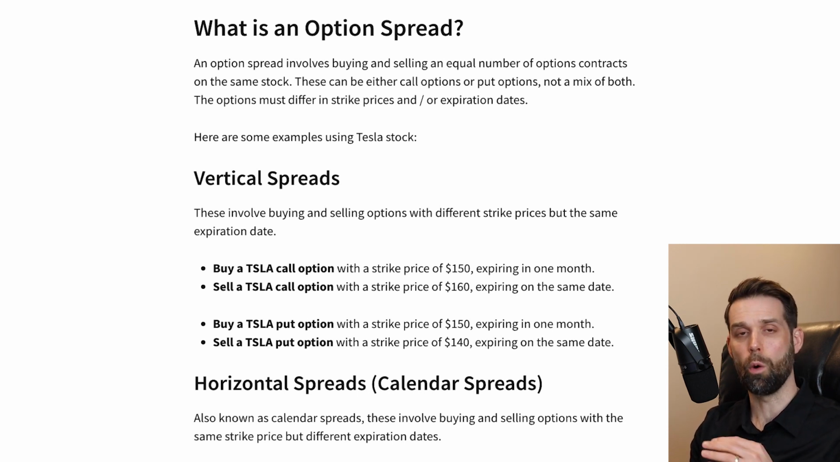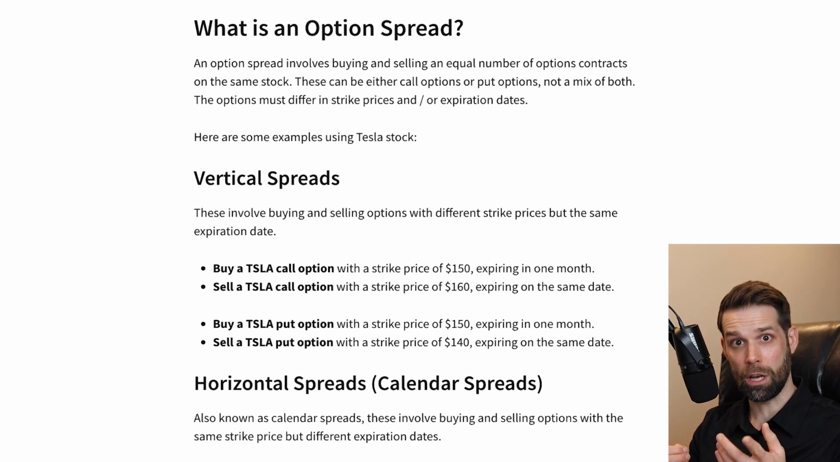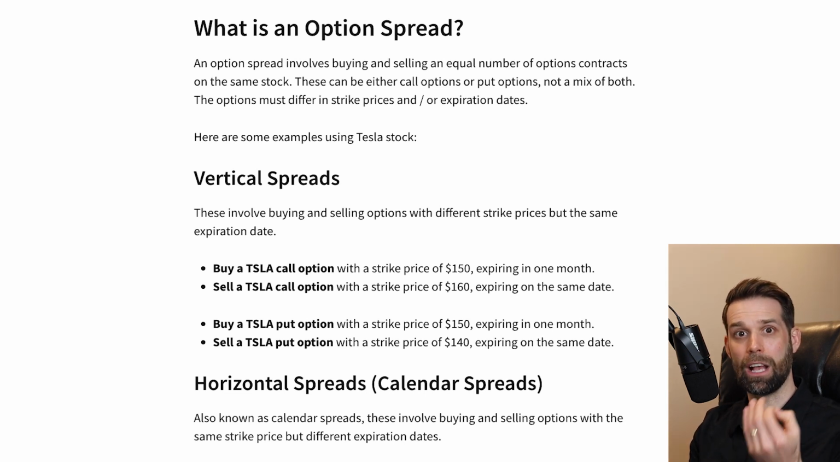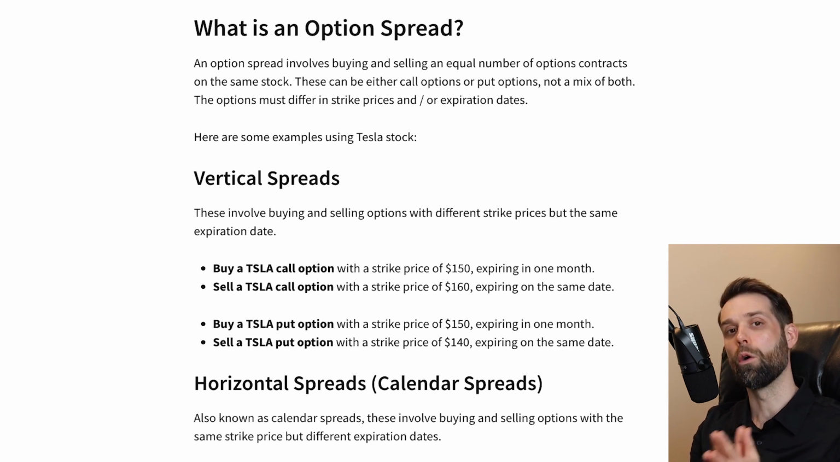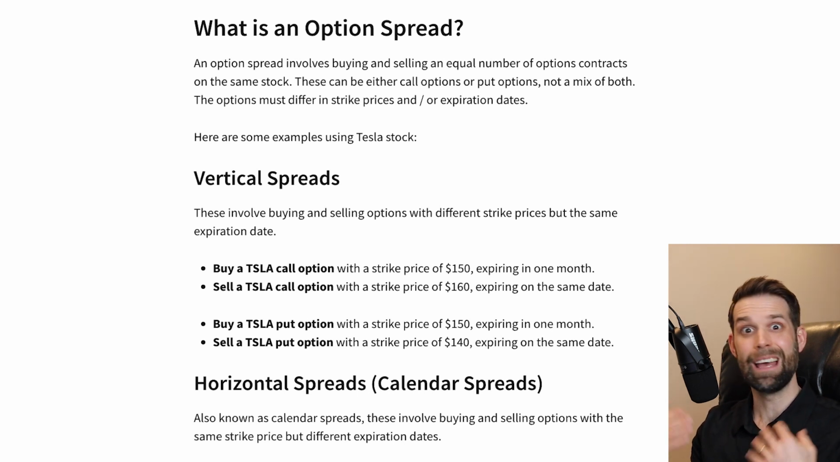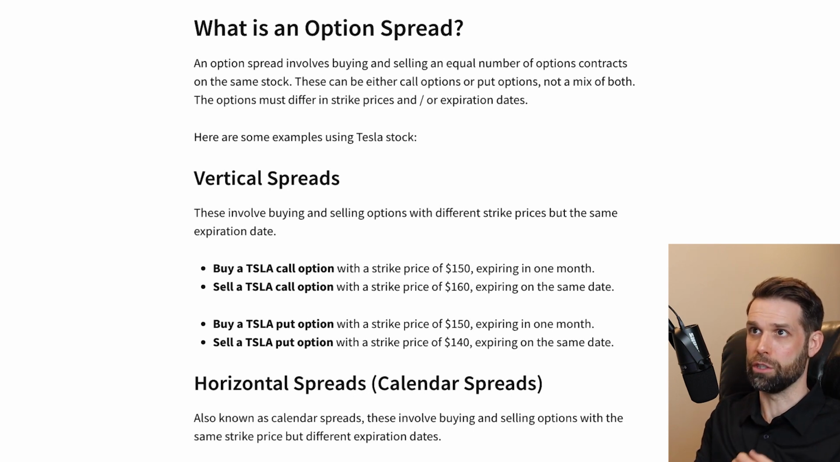So that's basically what it is. The same underlying asset is going to be the same with an option spread, and the amount of contracts are going to be the same. So if you buy one contract, you're also going to sell one, or if you buy 5 contracts, you're also going to sell 5. It's going to be on the same underlying stock, and it's either going to be calls or puts. So a spread will not have a call and a put. A spread is going to have either buying a call and selling a call, or buying a put and selling a put. So that's basically what these option spreads are.